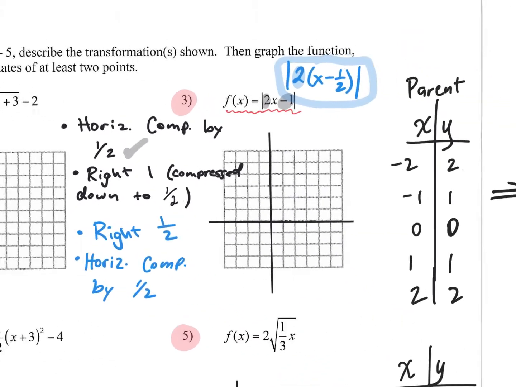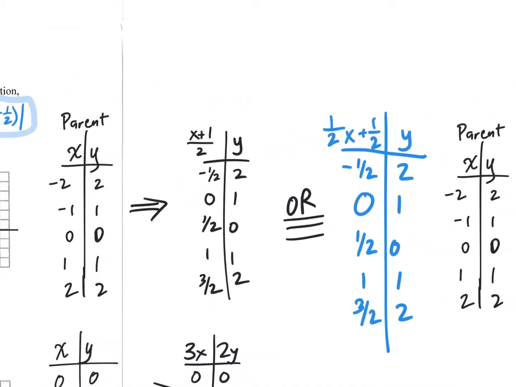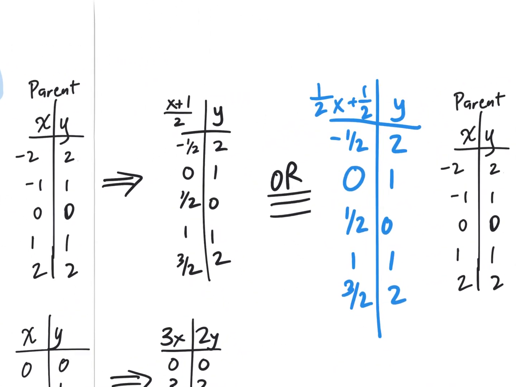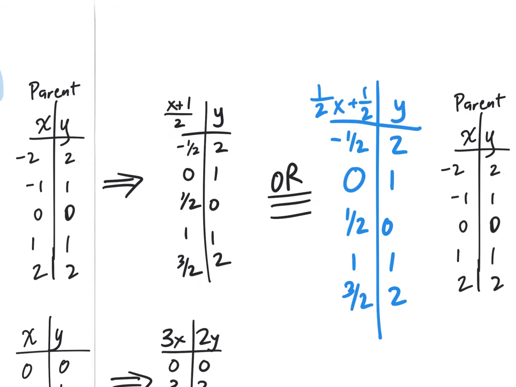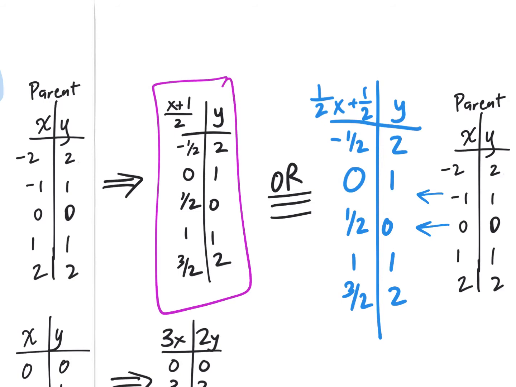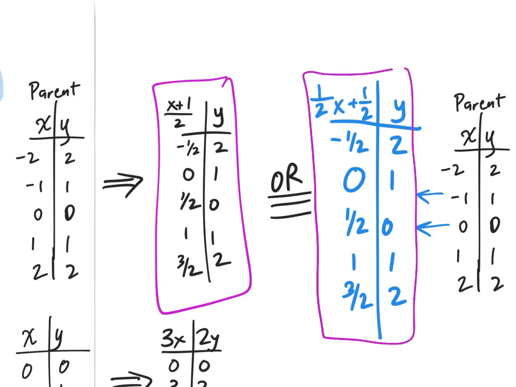I know a lot of us have been using the tables to transform, right? So just so it's clear, I tried to get this all in one table. So we are going to transform our parent function one of 2 ways. Either we need to add 1 and then divide everything by 2, as you see here in black, or we can take our x value, cut it in half, and then add 1/2, as you see here. In either case, the x coordinates end up the same.